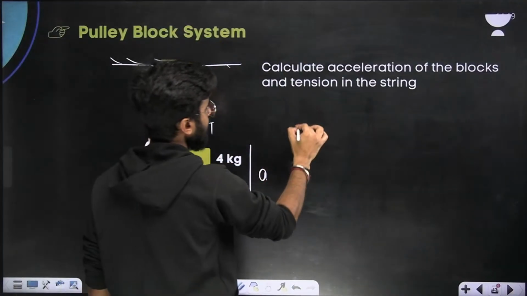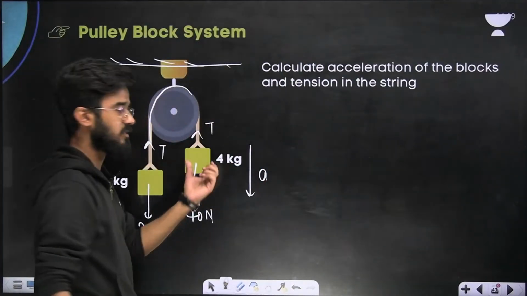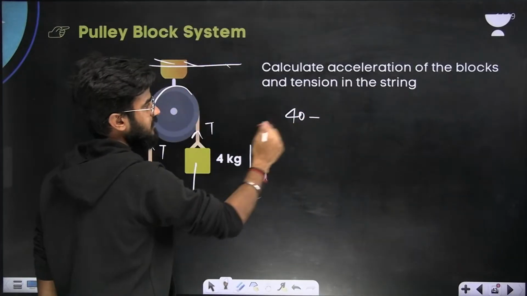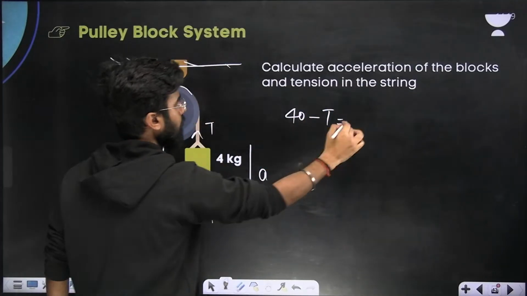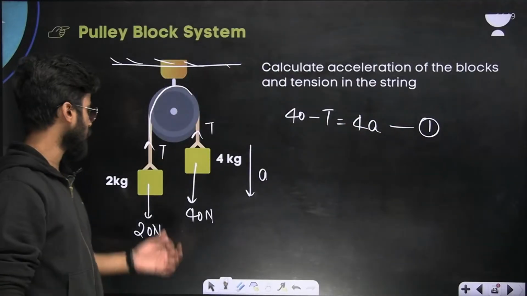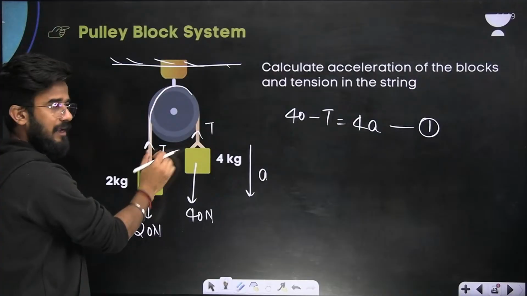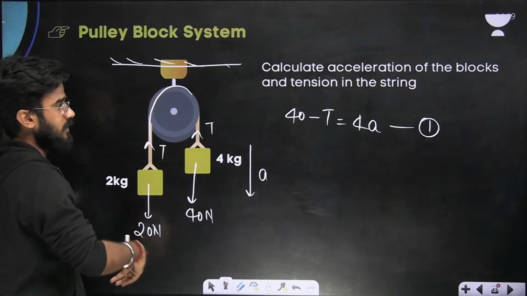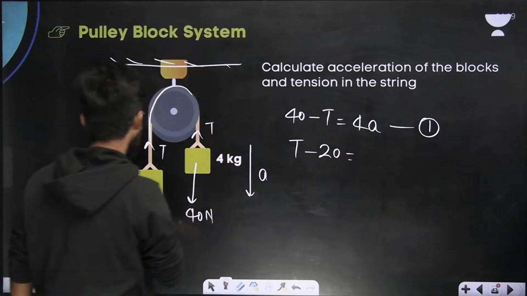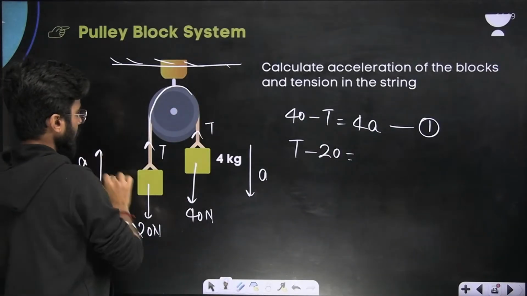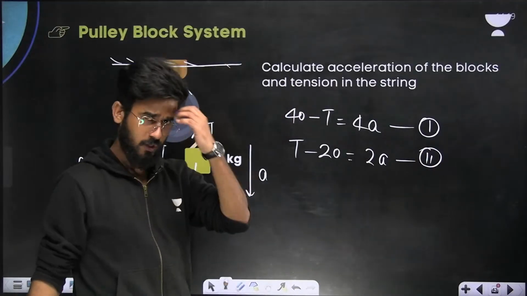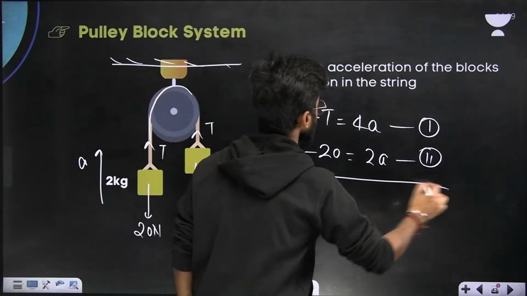First of all, we'll write the equation on this 4 kg block. It is going in the downward direction, so 40 minus what is opposing? It is tension, T, that is equal to mass 4 times acceleration a. Equation number 1. Second equation on this block, it is going upward, so this will be larger. T minus downward force 20, that is equal to mass 2 times acceleration a. So 2a. Equation number 2. Okay. Just add these two equations.